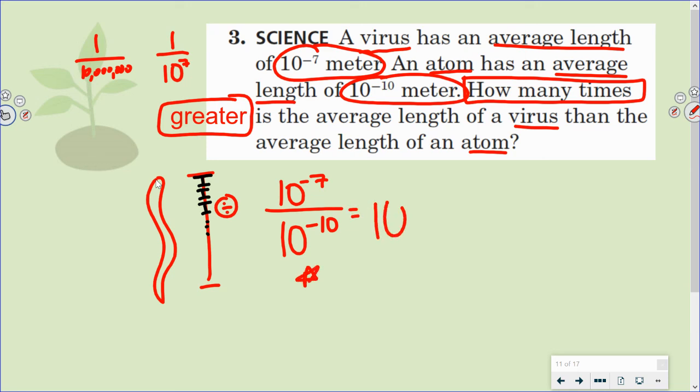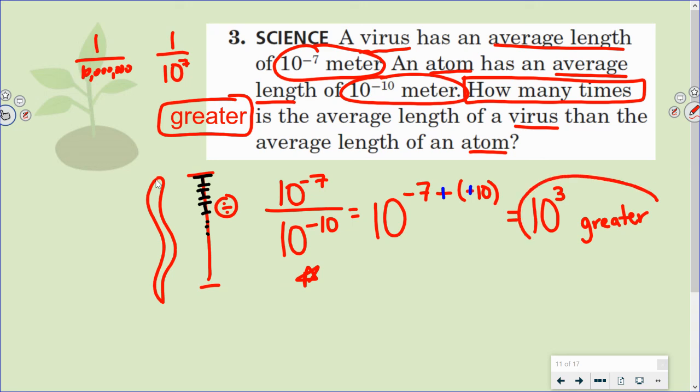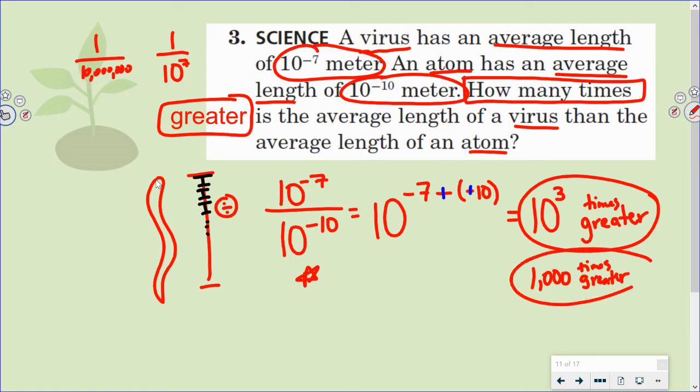From here, we know that when we divide powers, we can simply subtract the exponents. And yes, when you subtract a negative, it does increase. And then we end up with 10 to the 3rd power bigger, greater. If you want to write all that out, 10 times 10 times another 10. In other words, I should have written times greater. As tiny as a virus is, it's 1,000 times greater than the average length of an atom.